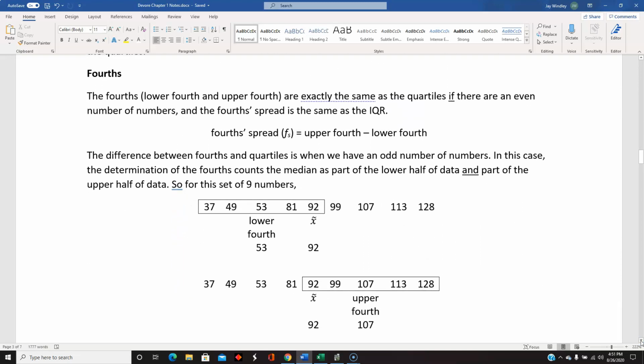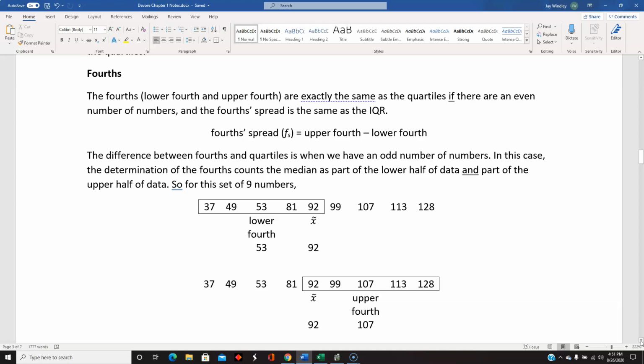Our book, however, uses the terminology fourths instead of quartiles. And the fourths, the lower fourth and the upper fourth, as opposed to the lower quartile and the upper quartile, they're exactly the same as the quartiles if there's an even number of numbers. And the spread, either way, the fourth spread is exactly the same as the IQR, the upper fourth minus the lower fourth, just like we had before, quartile 3 minus quartile 1. The main difference between fourths and quartiles is when you have an odd number of numbers.